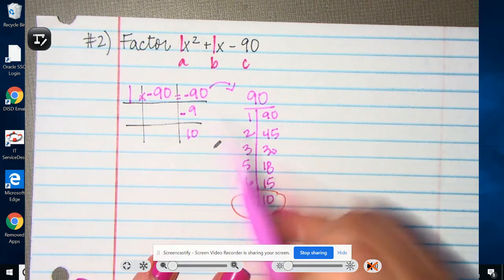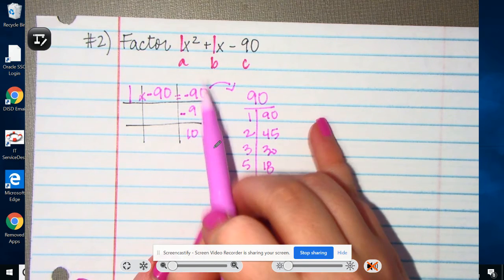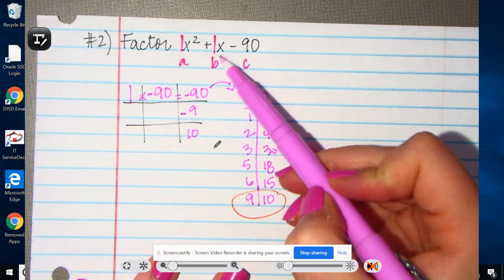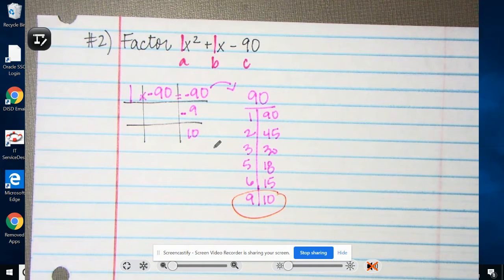Positive times negative is negative. 10 times 9 is 90. 10 minus 9 will give you 1. So use all of those ways to check your information and make sure your signs are correct.